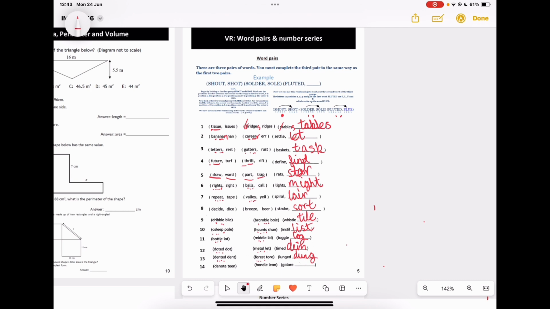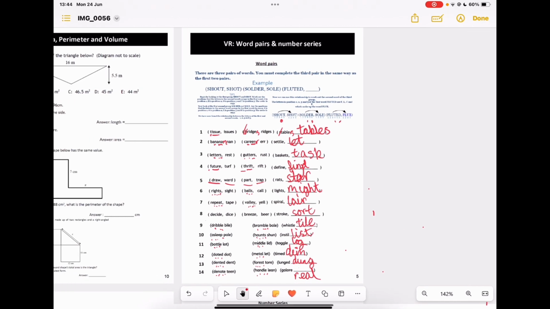So, 14, we have denote and teen, and then handle and lee, and then galore, and then our answer. So, denote and teen, we are taking the second to last letter, and then either the last or the second. So we could be saying it's taking the last, and then the second one, and then it's taking the third letter. Handle and lean, it's doing the same thing. So the second to last letter, and then the last one, then the second letter, and then the third. So for galore, it will be R-E-A-L. So the answer will be real.